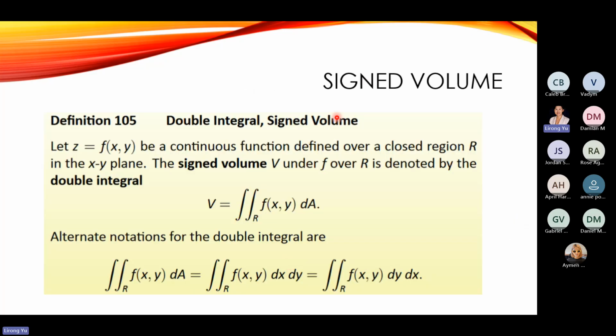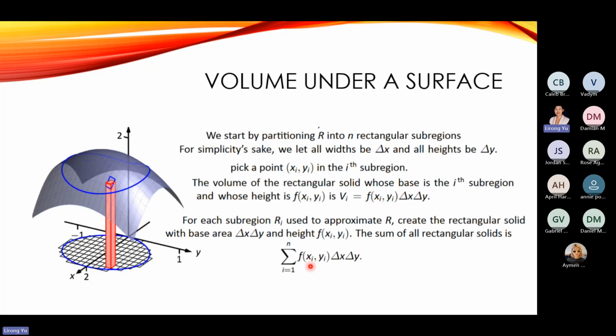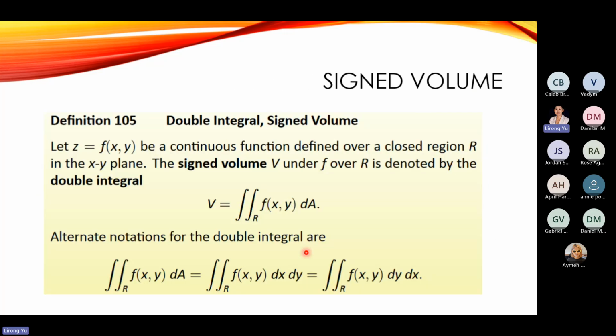So then you can think of the volume calculation as a signed volume, because f of x can be positive or negative. If f of x is positive, then this volume will be a positive volume. Now, if the function f is a negative value, you will have a negative value of f x y, but a positive value for dA.